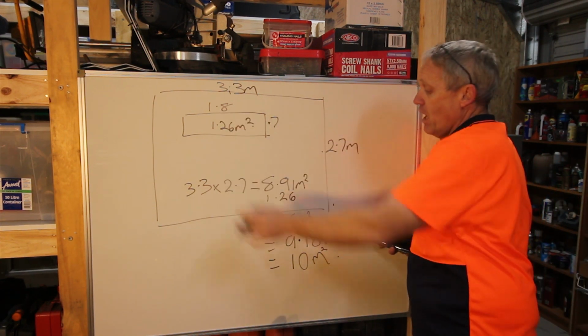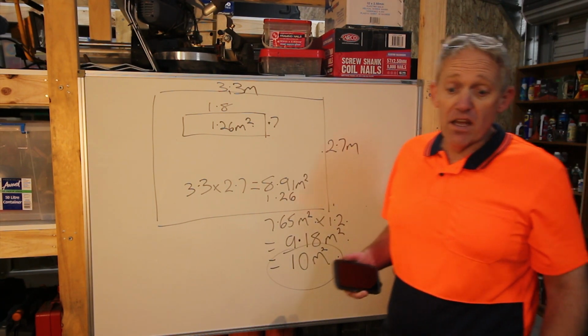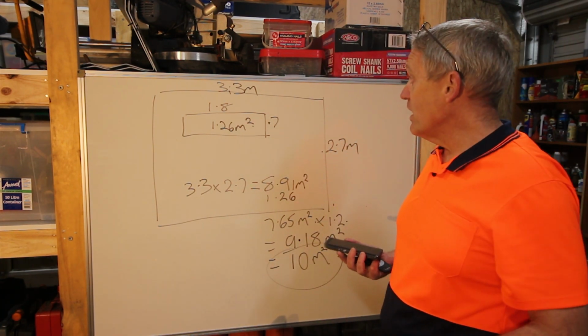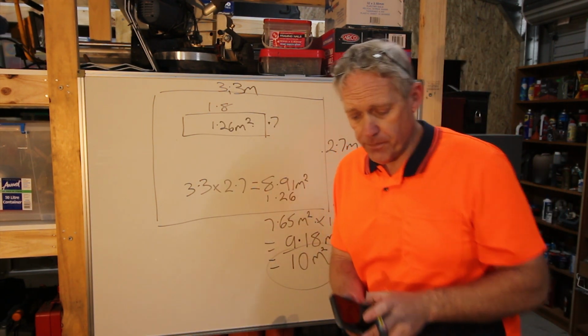So that's the wall with the window. So you just hold that number somewhere, 10 square meters. The floor actually in this particular case is really easy. So I'll just wipe this off and we'll do the floor.